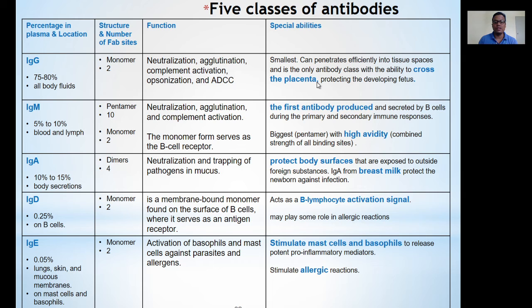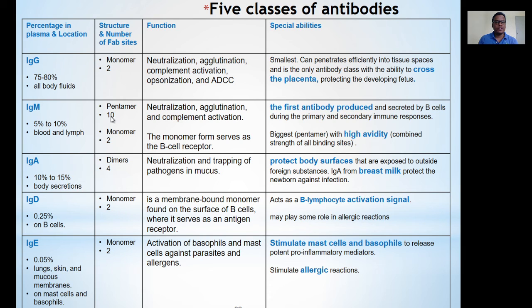It means the pregnant mother is able to protect the developing baby, the fetus, by sharing its IgG with the fetus.